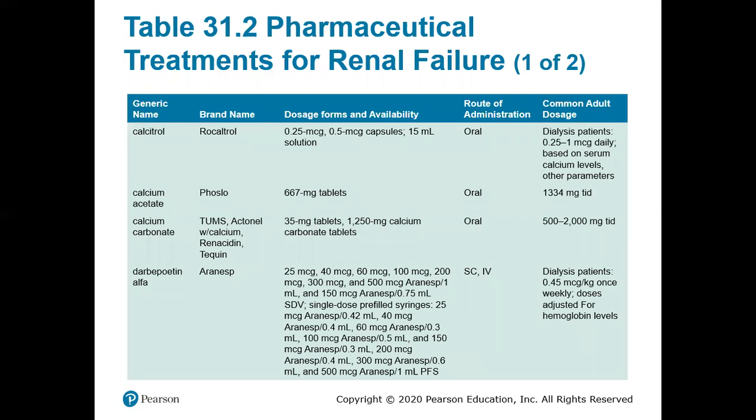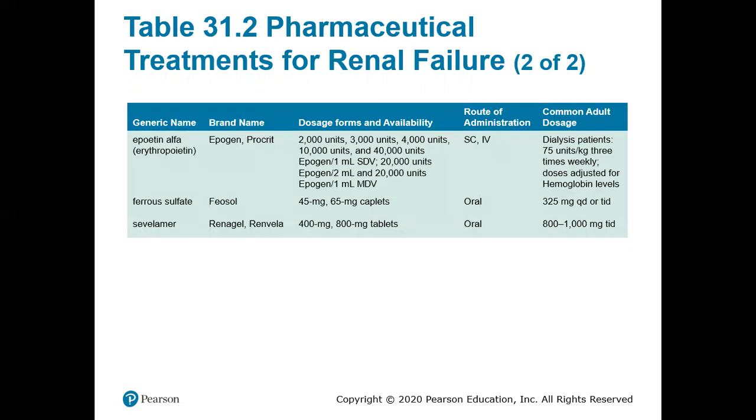Table 31.2 is found on page 528 in the textbook. It details pharmaceutical treatments for renal failure. I'm not going to go through this list, but I highly suggest that you do. You need to be familiar with these things as a pharmacy technician. Again, you need to at least have a basic knowledge of what these medications are treating.